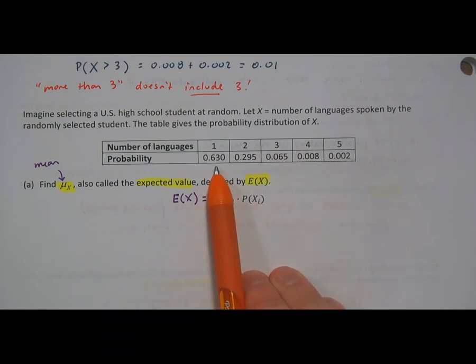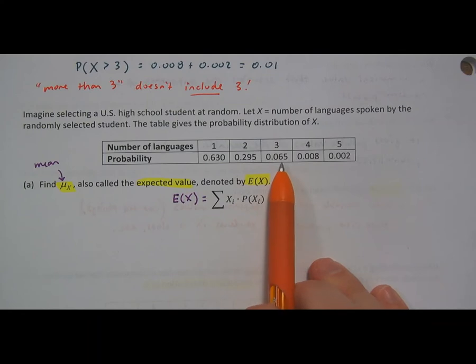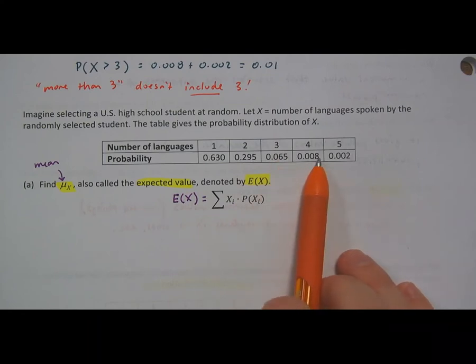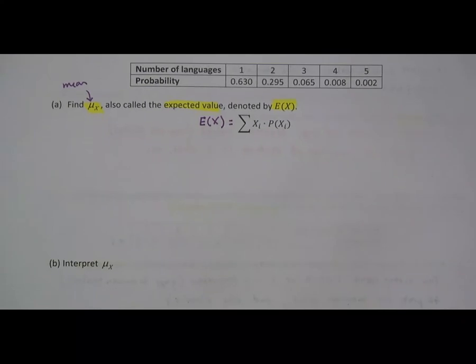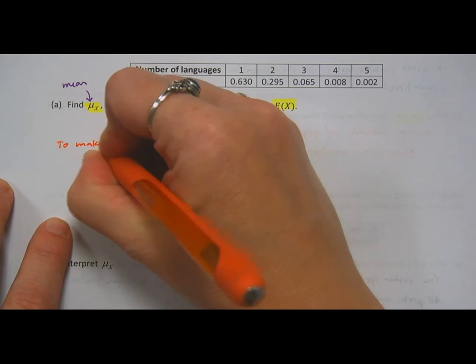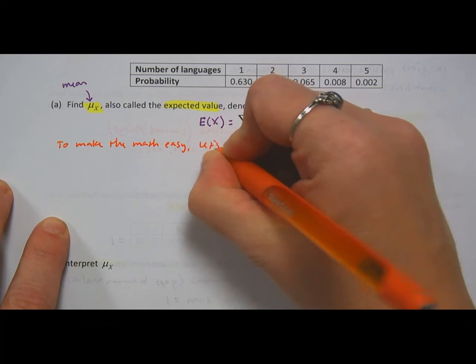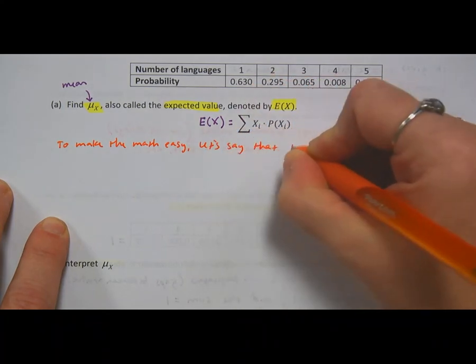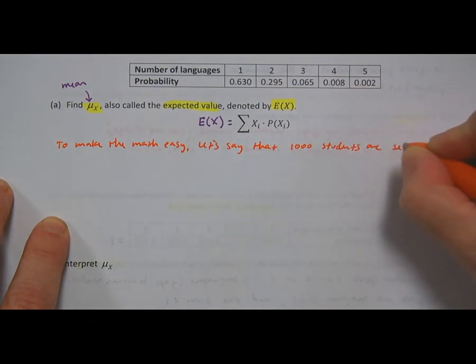So just to make our math easy, let's say we have 1,000 students. That means that 630 of them would speak one language, 295 of them would speak 2 languages, 65 of them would speak 3, 8 of them would speak 4 languages, and only 2 of those 1,000 students would speak 5 languages. So let's write this down in words. To make the math easy, let's say that 1,000 students are selected.